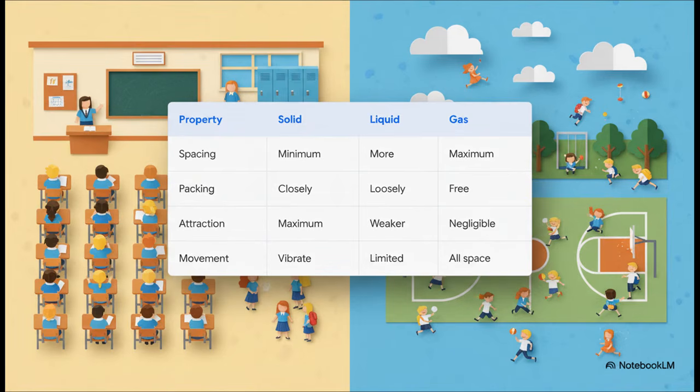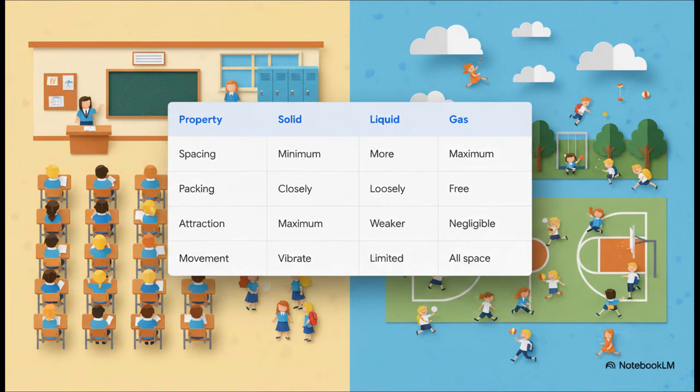For solids, remember the classroom lecture? The spacing is minimum, packing is very close, and attraction is maximum. They can only vibrate. For liquids, that's the class break, right? Spacing is more, packing is looser, attraction is weaker, and that allows for limited movement. And for gases, recess time. Spacing is maximum, they are packed freely, attraction is almost negligible, and they can move all over the space. Take a screenshot of this if you need to.